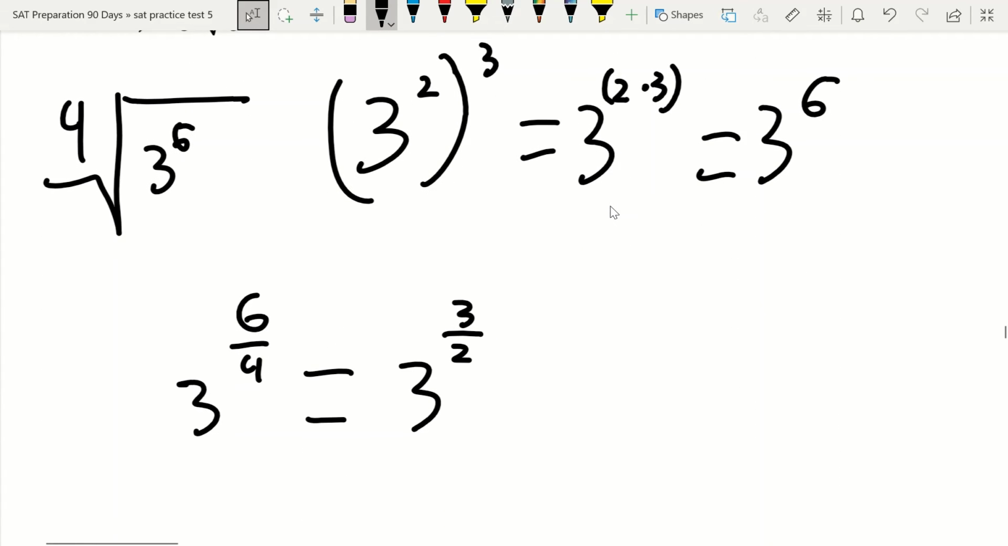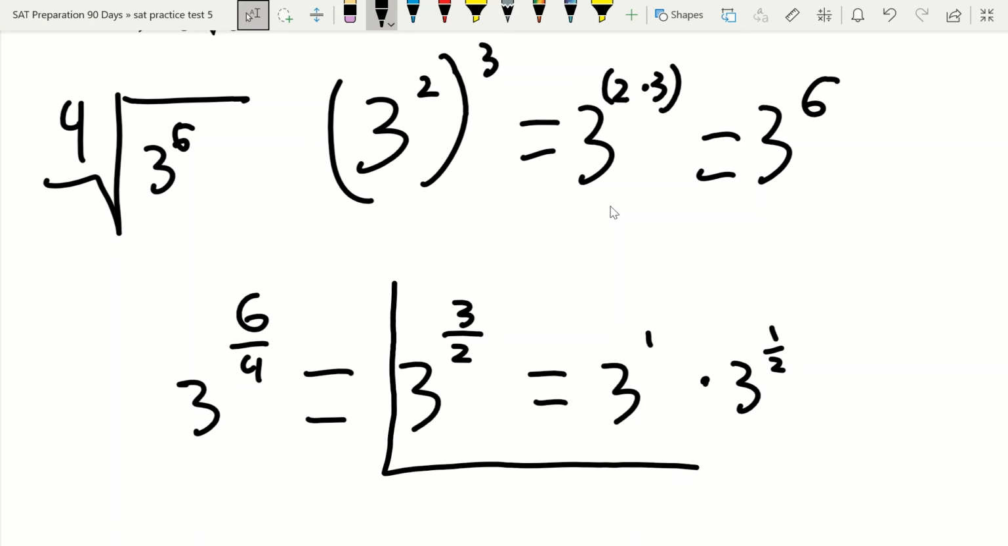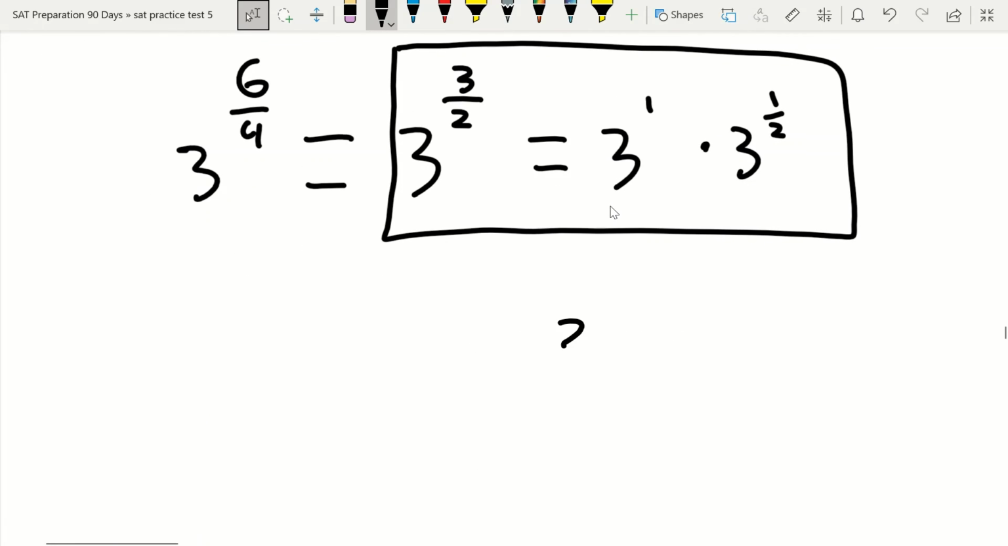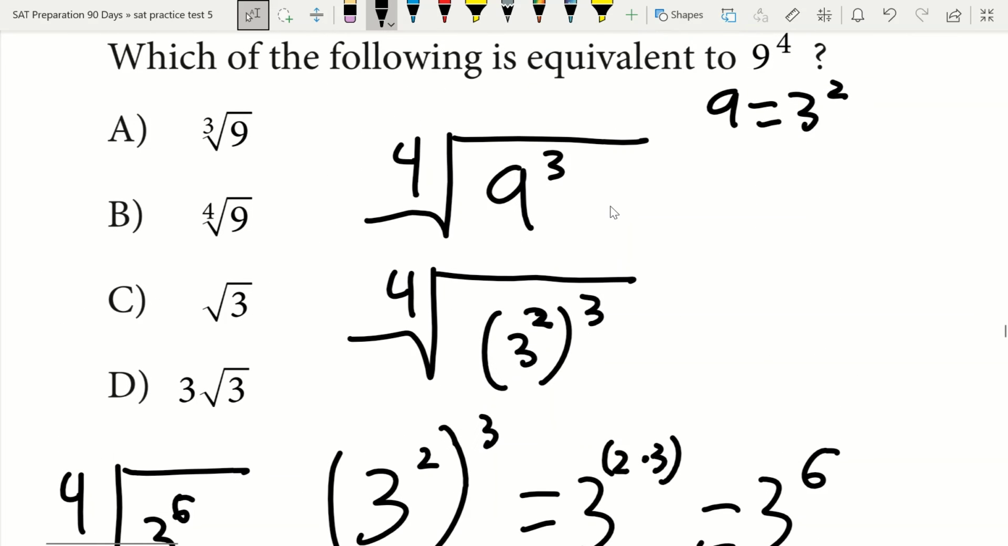So then we have 3 to the power of 3 over 2. We know that that's going to be equal to 3 to the first power multiplied by 3 to the 1/2 power. Since when we multiply with the same base, we add our exponents, we know that 3 to the power of 3 over 2 is going to equal 3 to the first power times 3 to the 1/2 power. Now, obviously, 3 to the 1/2 power is the square root of 3. So we're going to be left with 3 times the square root of 3, which when we look at our answer choices, we see is answer choice D. So D will be our correct answer for this question.